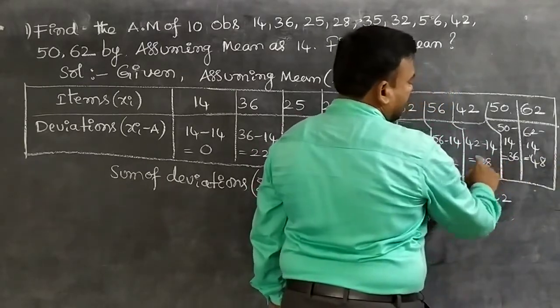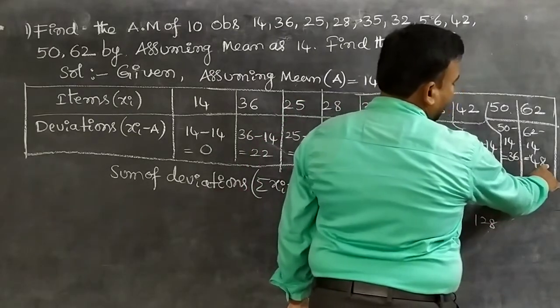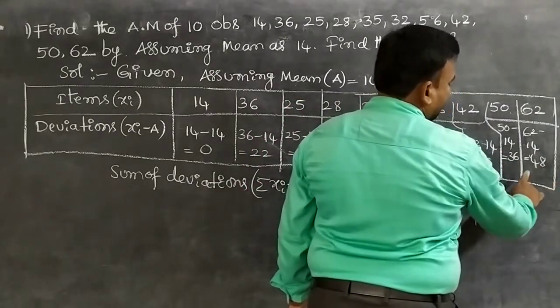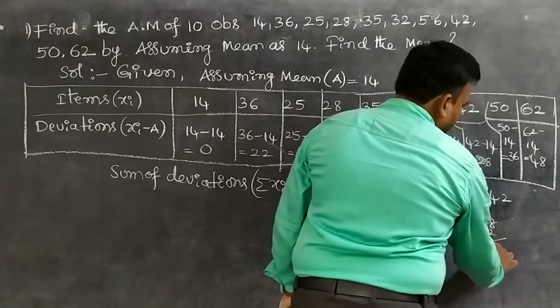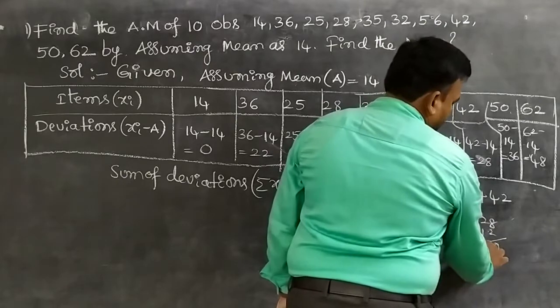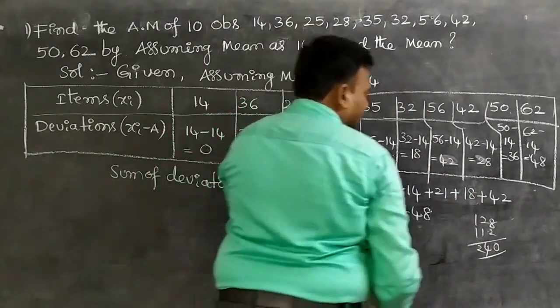28 plus 36, that is 64, 64 plus 8, 72, 72 plus 4, 112. So 128 plus 112 becomes 240. Okay, right.